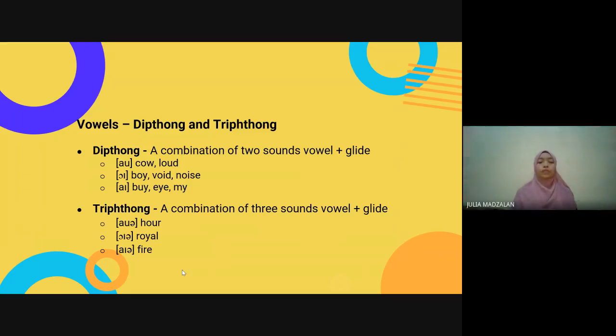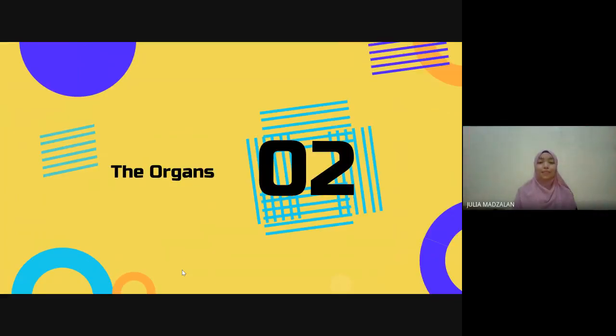Kemudian kita ada OE, becomes oil. Example of what? Will never be royal, loyal. Gitu. Ada royal, ada loyal. Yang ketiga kita ada A-I-E. Example of what would be fire. Begitu. So these are examples of diphthong and triphthong. Okay. Baru sampai yang kedua.